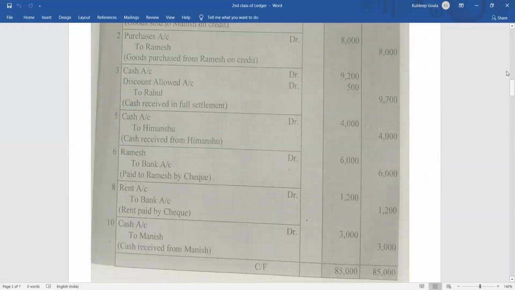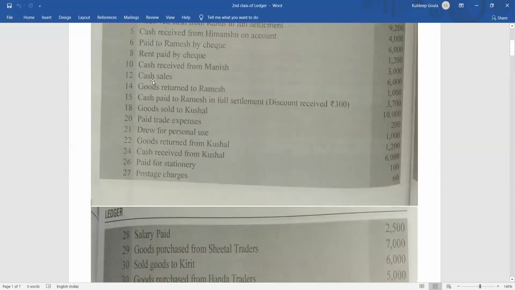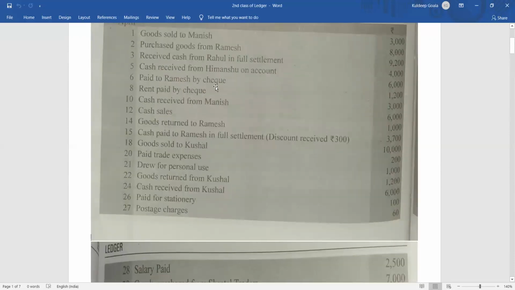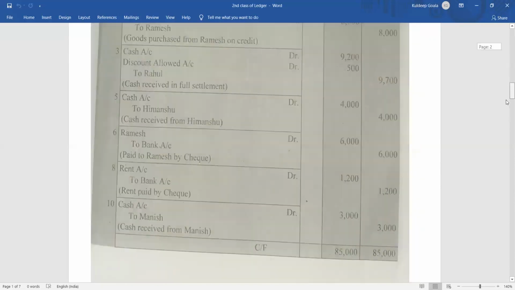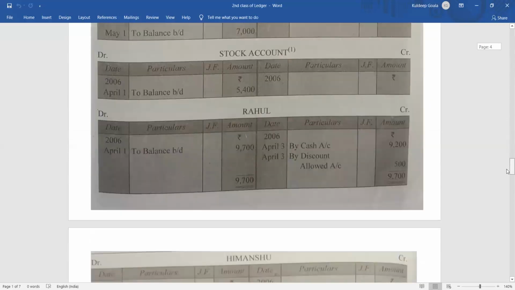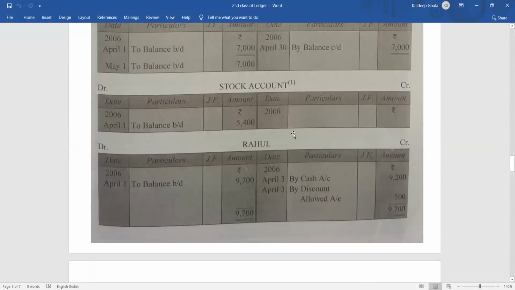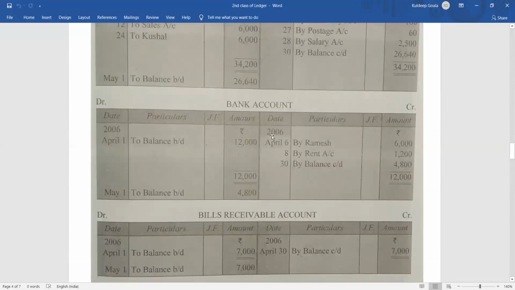You can see once again, there's a mistake here. Paid Ramesh by cheque. Cheque means we are paying by bank. So it will be Ramesh debit to bank, right? Ramesh debit side. You can see here, Ramesh debit side to bank 6,000. Clear? And bank account credit side by Ramesh. You can see the bank account credit side by Ramesh 6,000. Is it clear? Are you understanding?